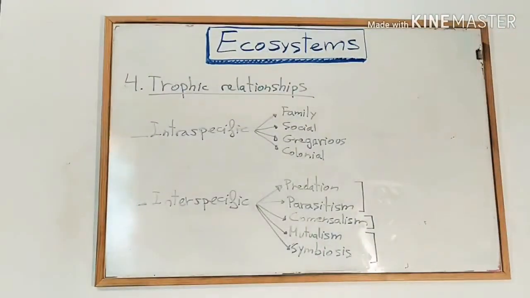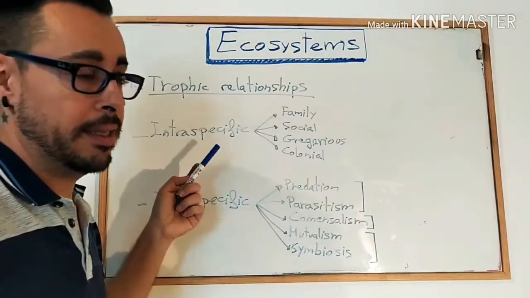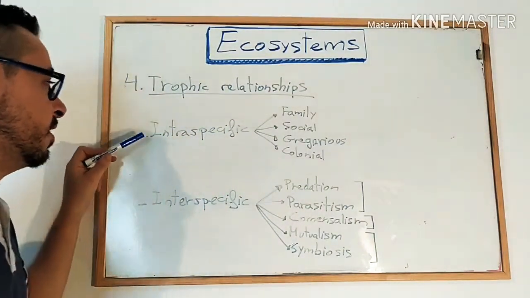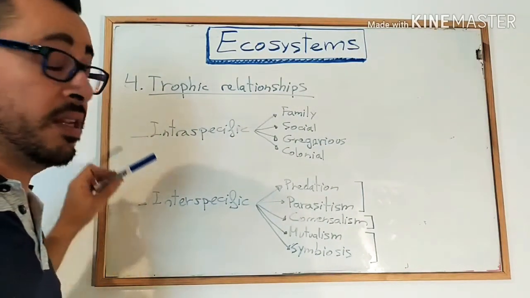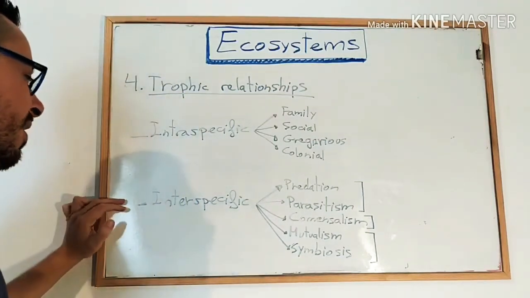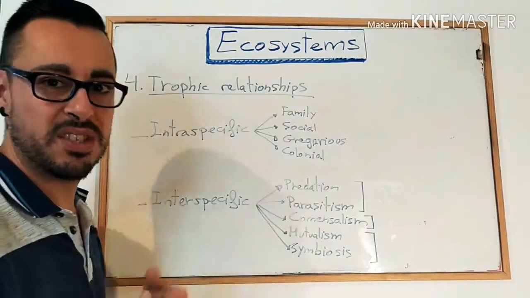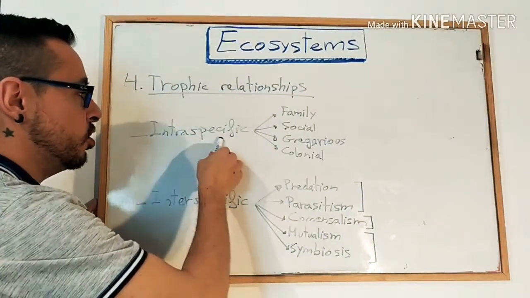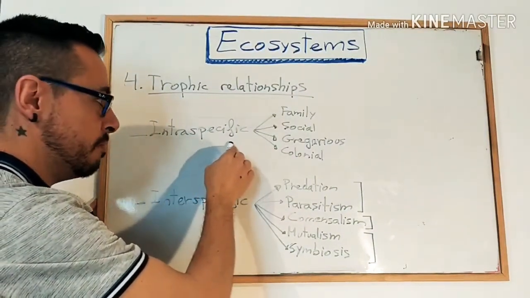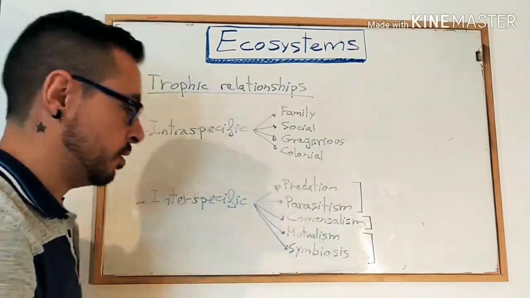Okay, so now we are going to see the trophic relationships. Trophic relationships are the relationships among the living things in the ecosystem. They can be intraspecific when it's among individuals of the same species, okay, or interspecific when it's among individuals of different species. Write everything. Remember, okay? Intraspecific relationships are among individuals of the same species. Interspecific among individuals of different species, okay?